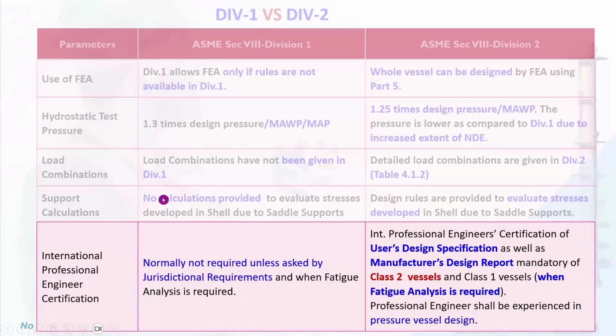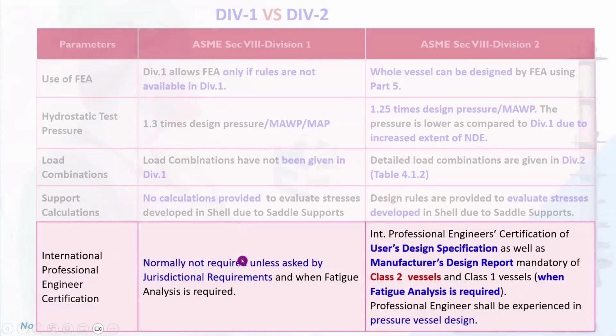And the final thing, which is also very important, actually this is going to incur a higher cost as compared to Division 1 when it comes to the analysis part. International professional engineer certification is required, or we can say the chartered engineer requirement is there. So whenever we are certifying, in Mandatory Appendix 47 of Division 1, the certifying engineer is required only if you are dealing with what? The fatigue analysis. In the case of Division 2, Class 1 and Class 2, if you are dealing with the fatigue analysis, then UDS.